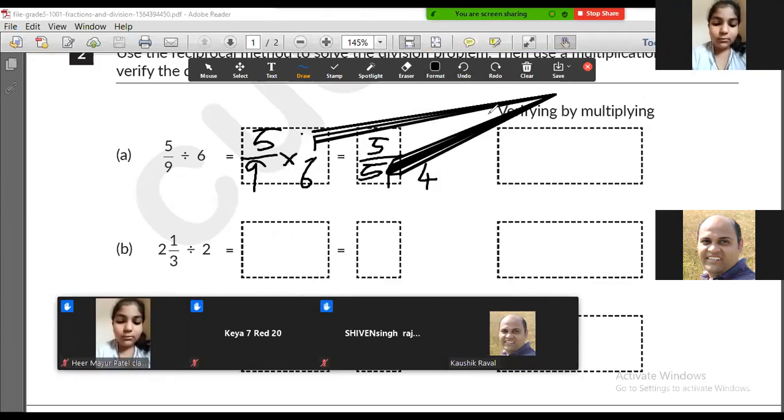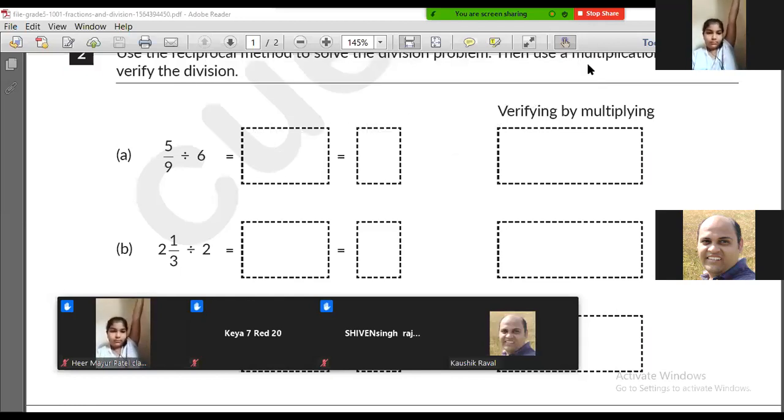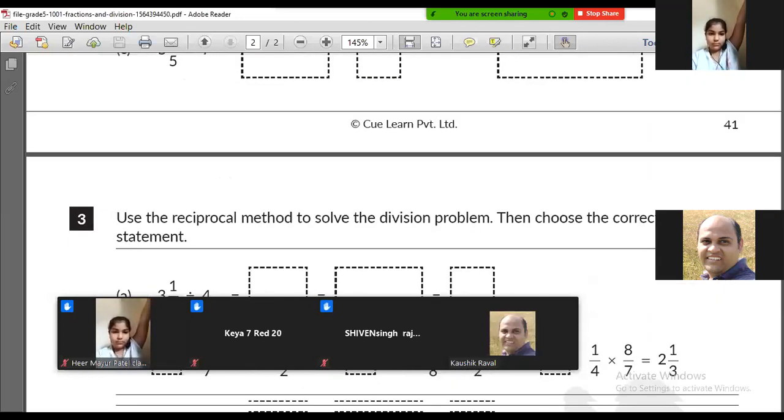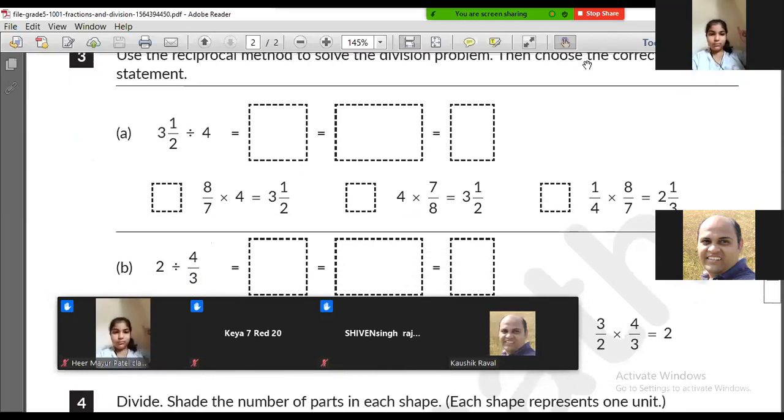Okay, another way of doing it is, you have to multiply it by 6. That's what you can do. Okay, right. Now going to the next one.